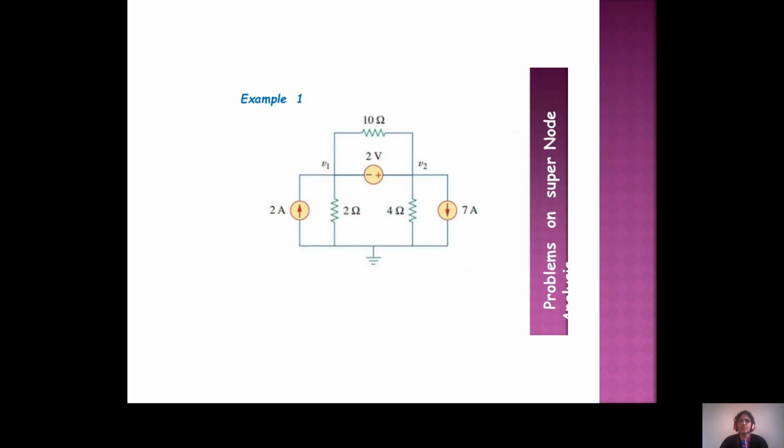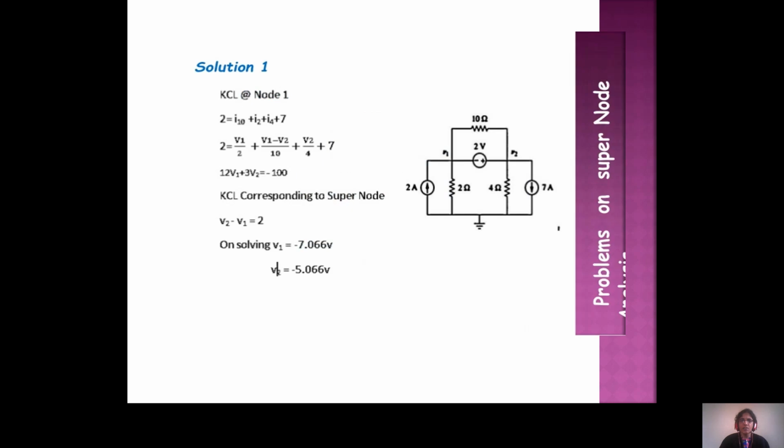We have taken a simple example here. When you observe that this 2 volt source is connected between nodes 1 and 2, how do you calculate? Wherever the voltage source is present, you have to write that equation in a separate form, eliminate that part, and write a different equation. Then how it will be, we observe.